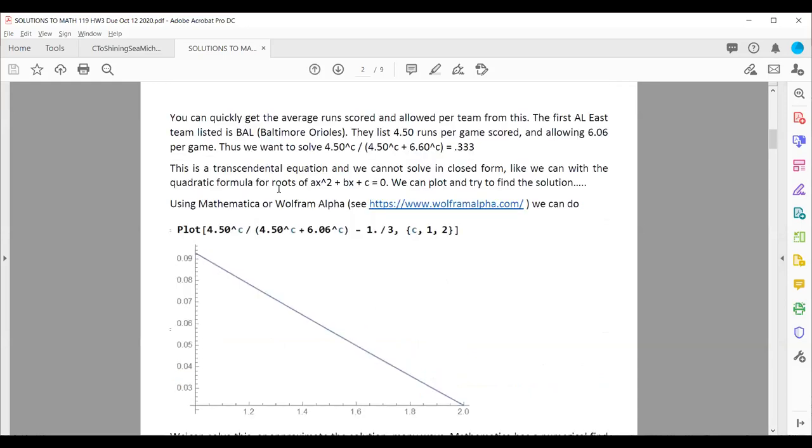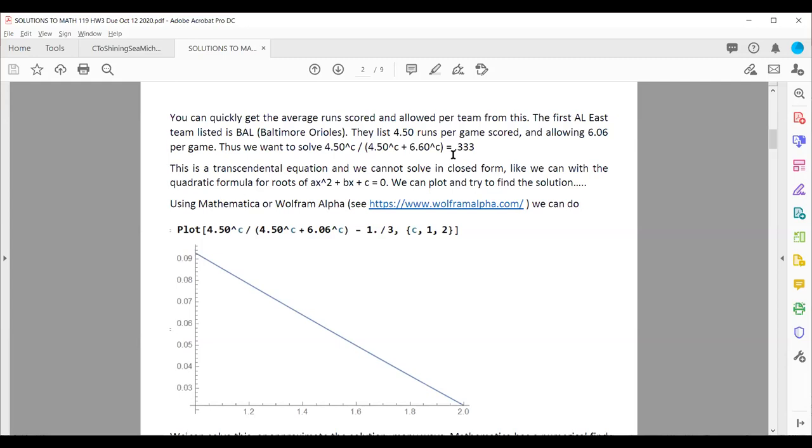And so if I try to solve the equation for the Baltimore Orioles, first alphabetically in the American League, and I apologize to my friend who's an Orioles fan, this is about the only way they will be first in the American League East: 4.5^C over 4.5^C plus 6.06^C equals 0.333.